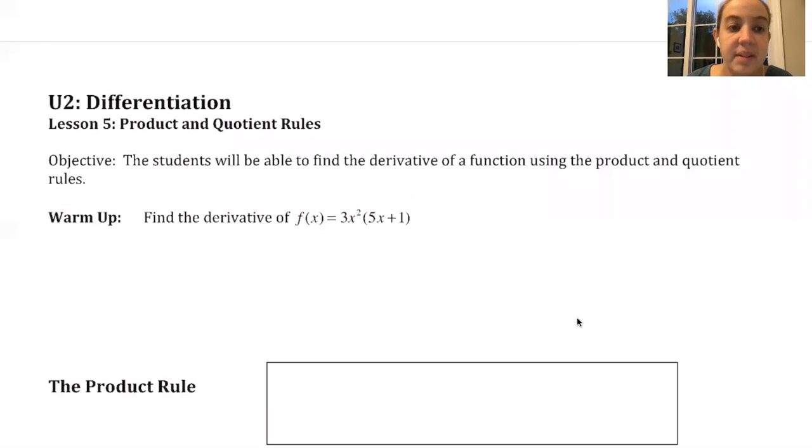Hi folks, today we are going to talk about the product and quotient rules. We are still learning more derivative rules. When we have this function that we want to find the slope of or the rate of change, we need to know how to take the derivative.